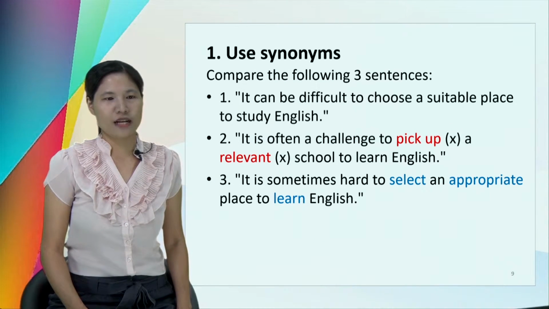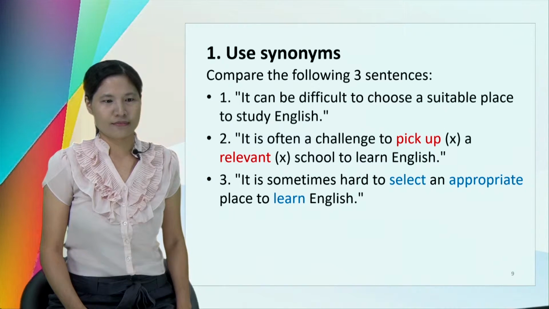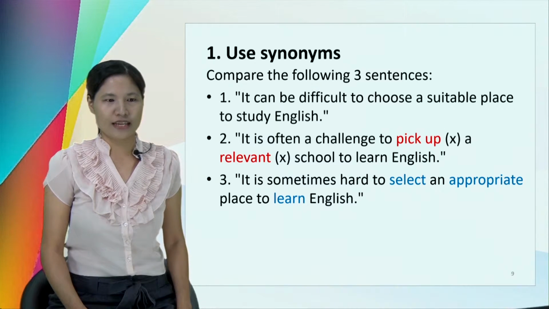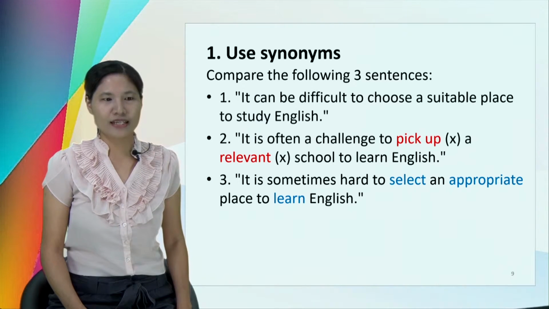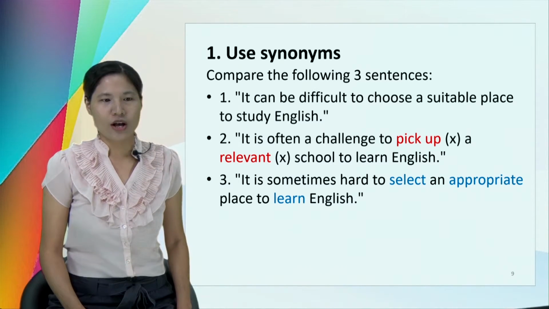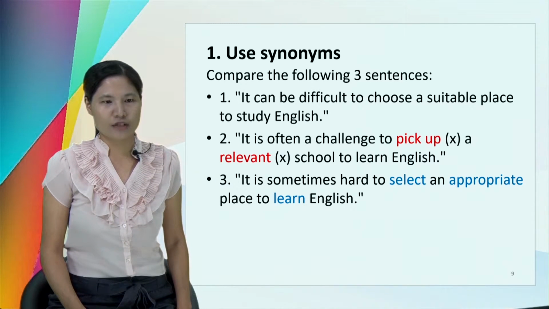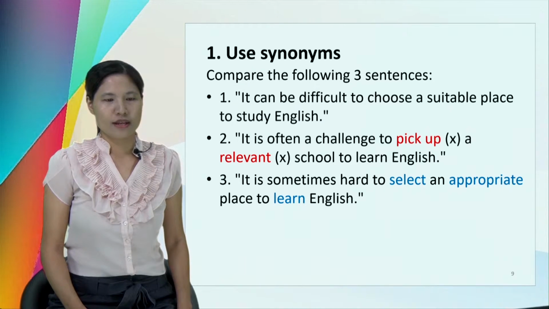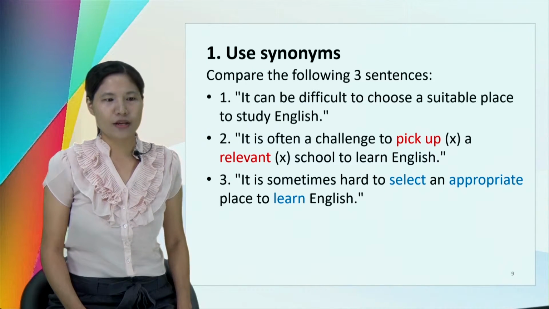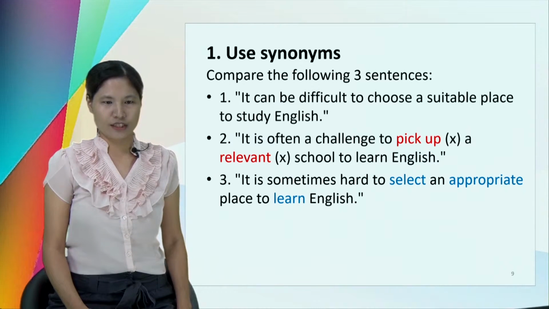The first one, use synonyms. Let's compare the following 3 sentences. It's very easy to find that the first sentence, "it can be difficult," and the second one, "it is often a challenge." Okay, so far they look just fine. But how about the next part? "To choose a suitable place to study English." And the second sentence, "to pick up a relevant school to learn English."